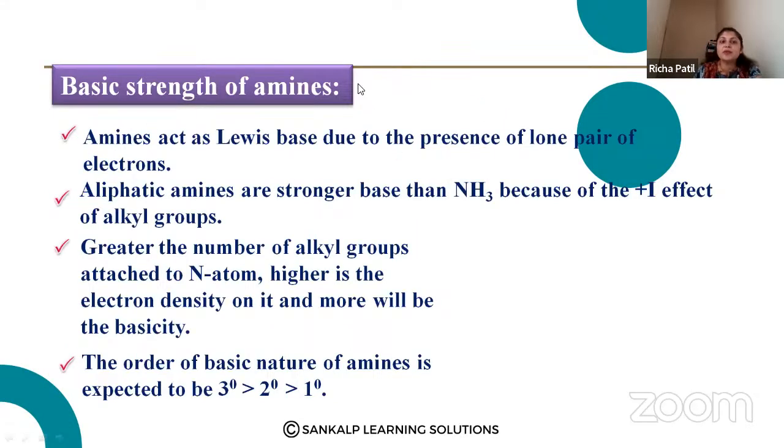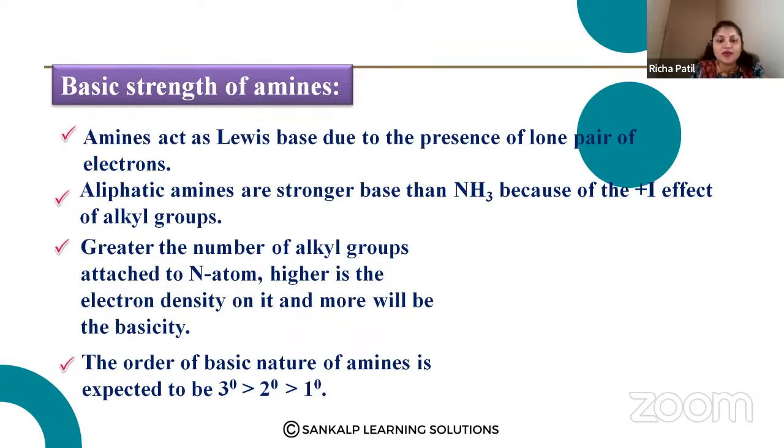So what is the basic strength of amines? Because of the presence of a lone pair of electrons, amines act as Lewis bases. So they always have a tendency to give a pair of electrons. Aliphatic amines are stronger bases than NH3 because of the plus I effect. The greater the number of alkyl groups attached to the N atom, the higher the electron density on it and the more the basicity. So the order of basic nature of amines is tertiary more basic than secondary than primary. So this is the basicity of amines. The greater the number of alkyl groups attached to the nitrogen atom, the higher will be the electron density on it.